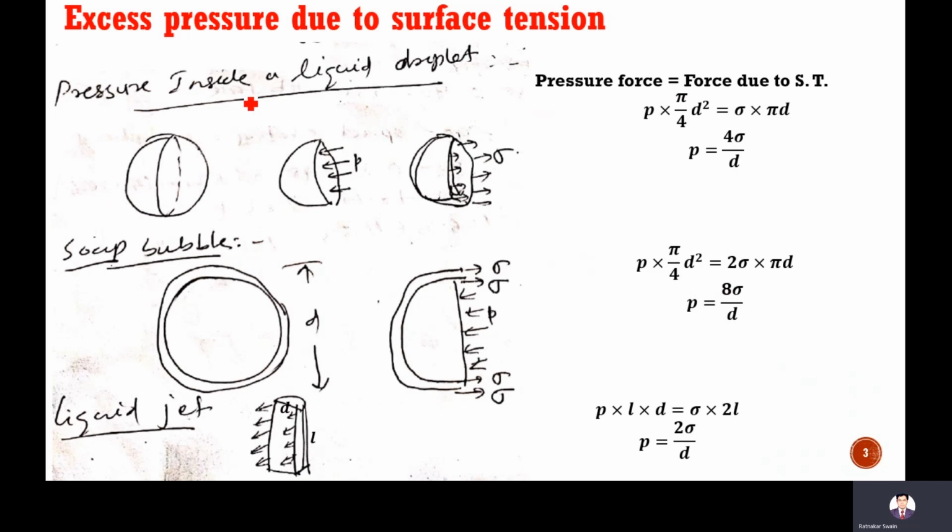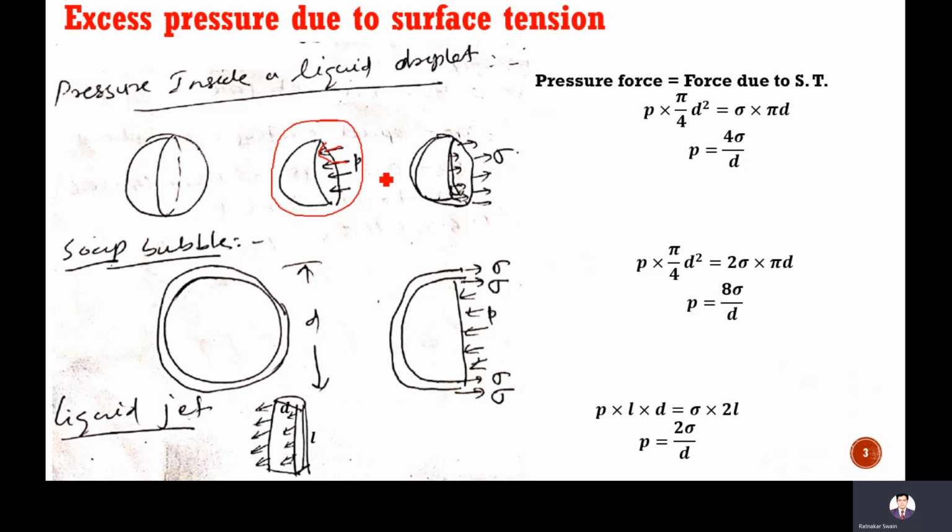This is the excess pressure due to surface tension. Due to surface tension there will be one extra pressure in a liquid droplet, soap bubble or liquid jet. For the liquid droplet, this is the excess pressure, and this is the surface tension, and surface tension acts along the length. The unit of surface tension is Newton per meter. It acts along the contact length.